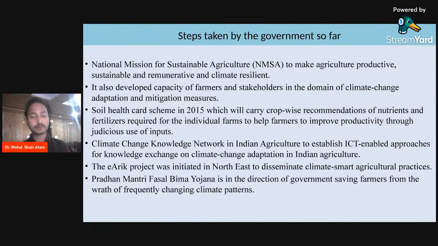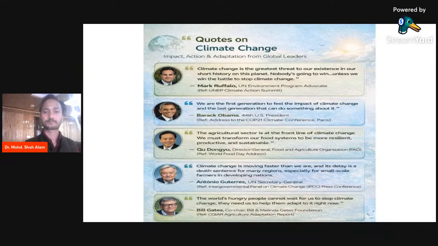To disseminate climate change agriculture practices. And last is the Pradhan Mantri Fasal Bima Yojana, in which the government is saving farmers from the warmth of frequently changing climate patterns. If their crop is affected by a natural occurrence like hail or a storm, you can get insurance for your crop.